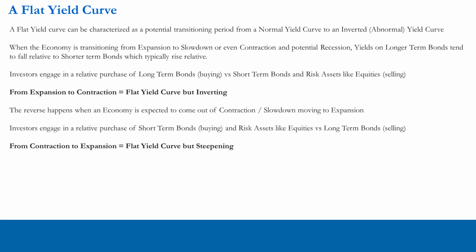When the reverse happens, so when an economy is expected to come out of contraction or slowdown and move into expansion, investors engage in a relative purchase of short-term bonds, so buying short-term bonds and risk assets like equities, and selling long-term bonds. So in that situation, when we're moving from economic contraction to expansion, we have a flat yield curve, but it's in the process of steepening.